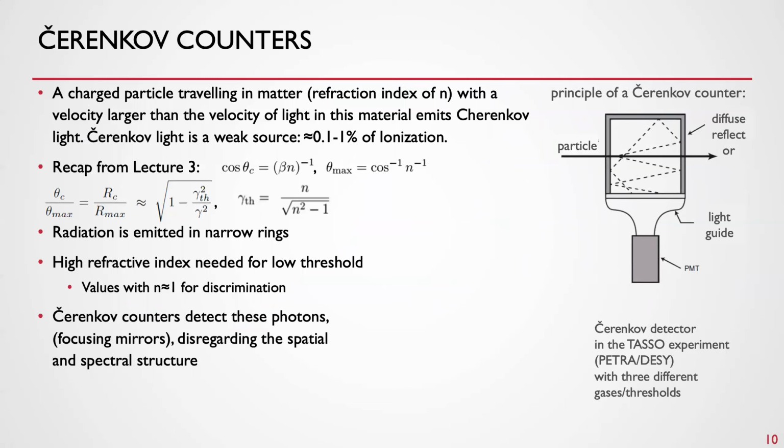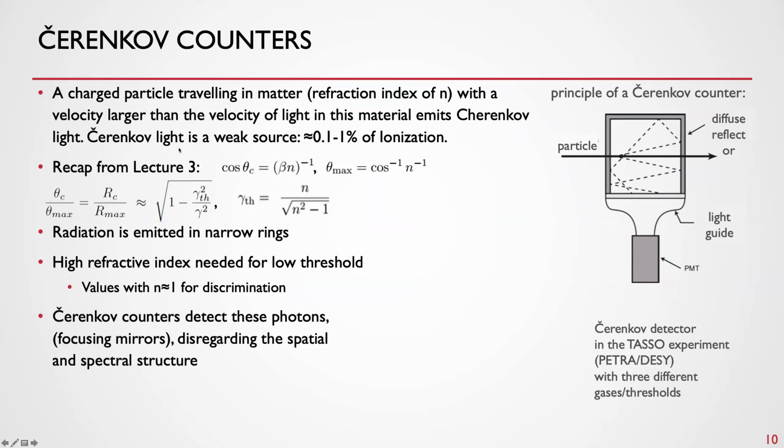Another interaction of particles with matter that was dependent on the velocity was the Cherenkov threshold. A charged particle traveling in matter of a refractive index of n with a velocity that's larger than the velocity of light in this material emits Cherenkov radiation. We've derived a few general properties in lecture 3. Cherenkov light is a weak source. The signal is typically only 0.1 to 1% or so at most of the ionization.